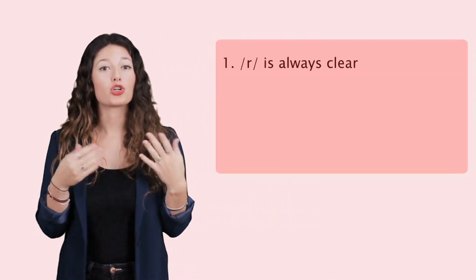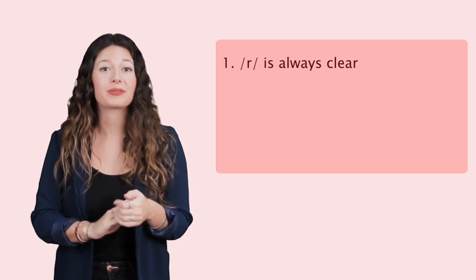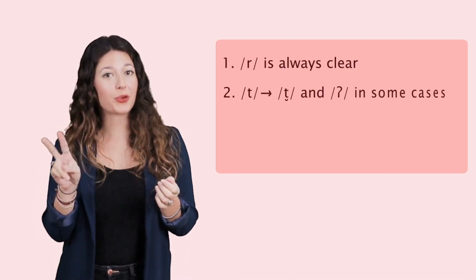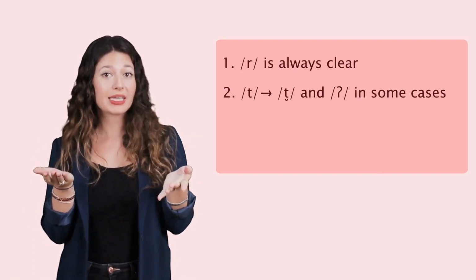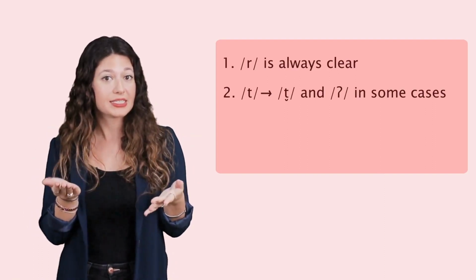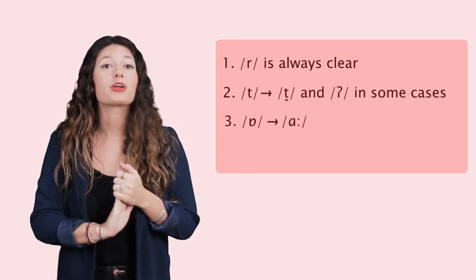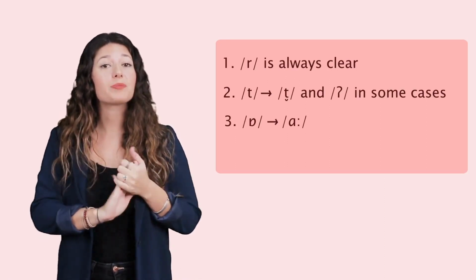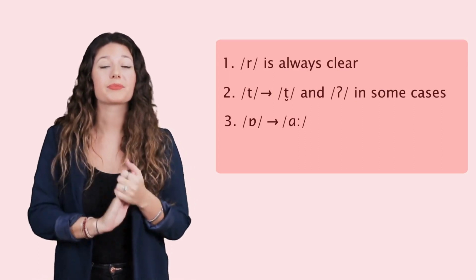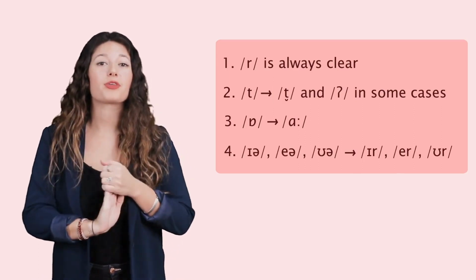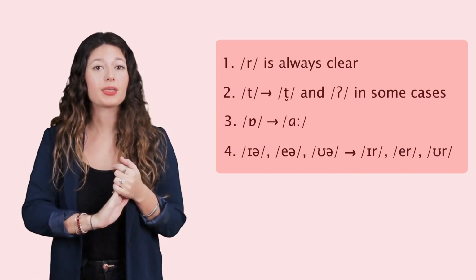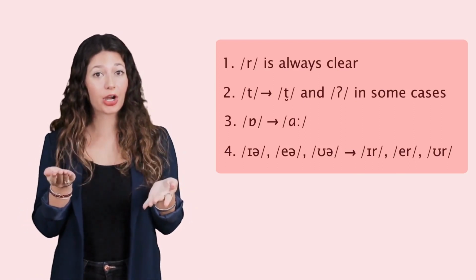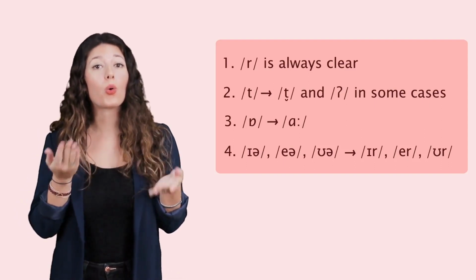Okay, let's recap. 1. The R sound is always pronounced clearly. 2. The T sound can be pronounced as a flap T and glottal T in some cases. 3. There is no British ɒ, it is replaced by ah. 4. There are no ia, ea, ua. They are replaced by ear, air, or.